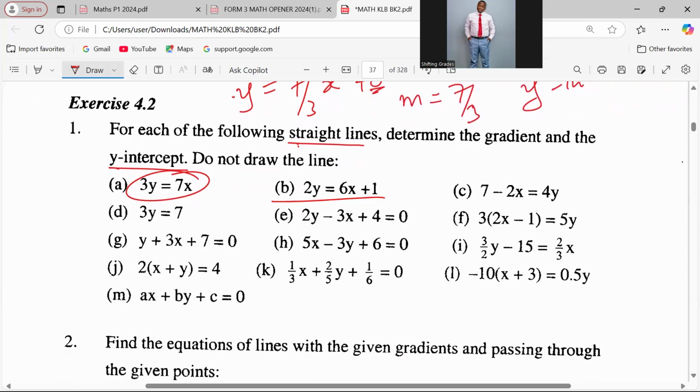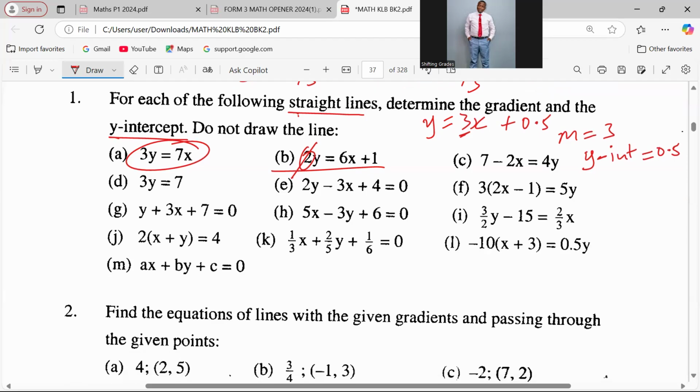But looking at equation B, we need to make it y equals, so we divide through by 2 here. This becomes 3x, and 1 becomes a half, or 0.5. Therefore, the gradient shall be 3, and the y-intercept is automatically 0.5.